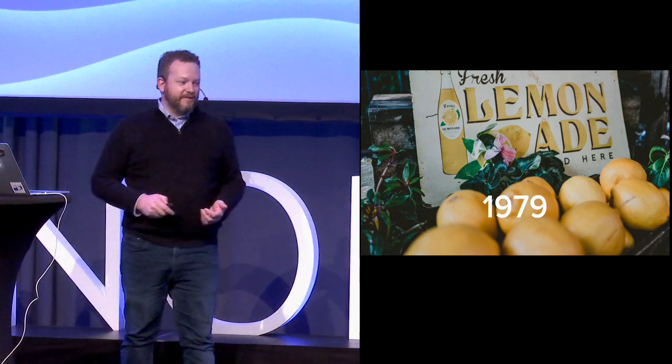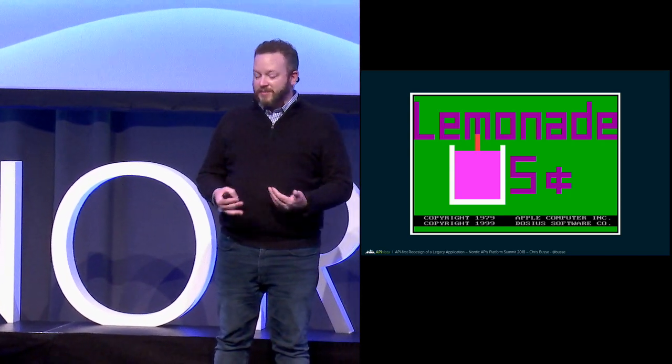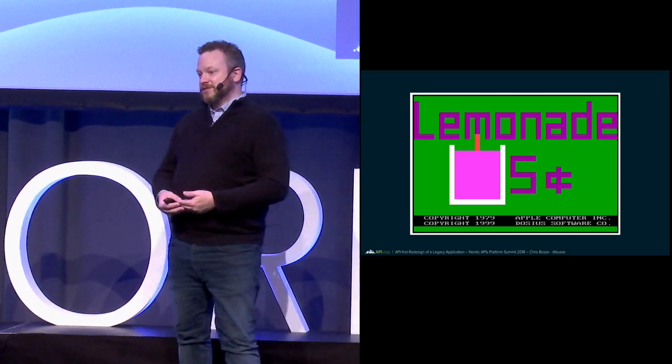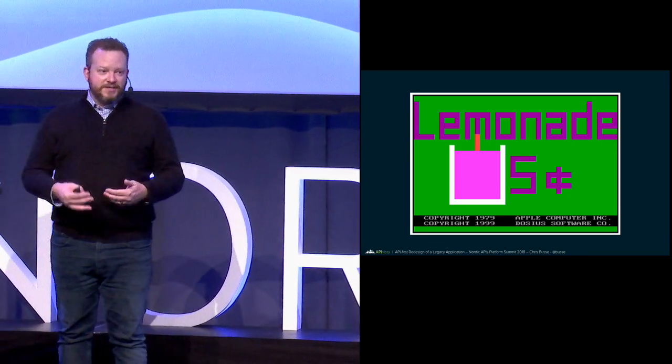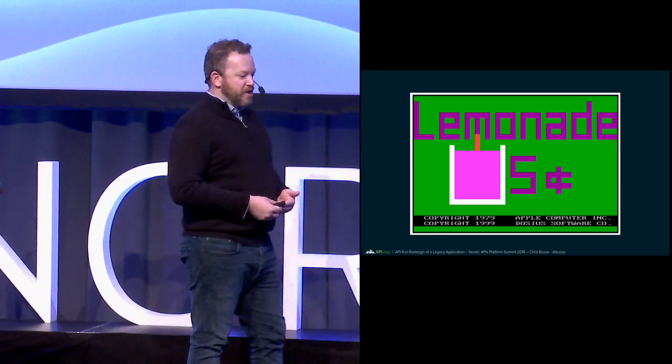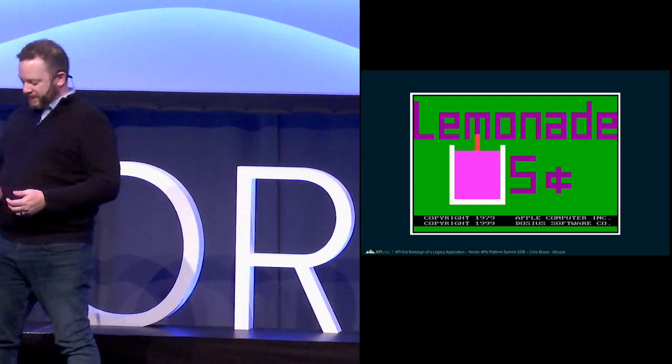And in 1979, a group of programmers created an application called the Lemonade Stand. And this application was used on the Apple II platform and a number of others to teach basic economics, supply and demand, to students in elementary and primary schools.